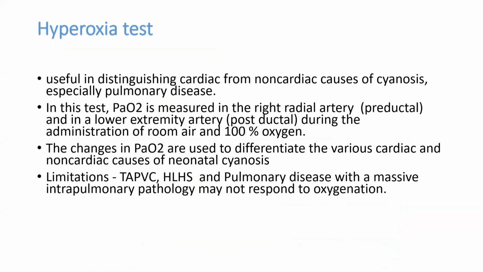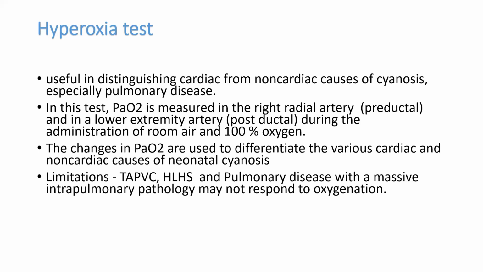So you put the patient on 100% oxygen for 5 to 10 minutes. Then you do a blood gas to measure the partial pressures of oxygen in the preductal as well as the postductal, the lower limb, from a lower limb artery. Then that helps you in differentiating cardiac and non-cardiac causes of cyanosis.